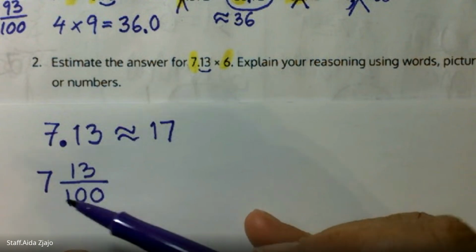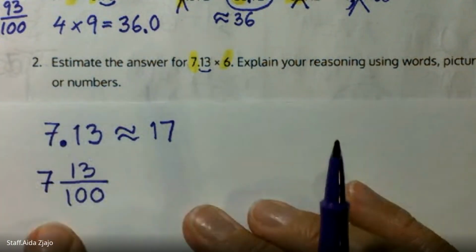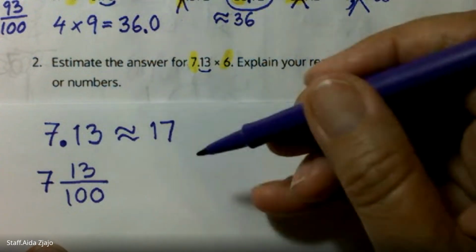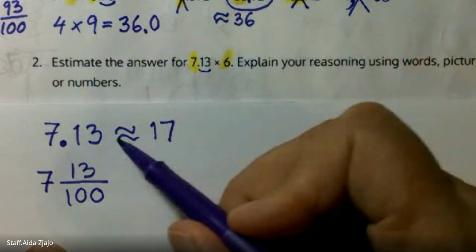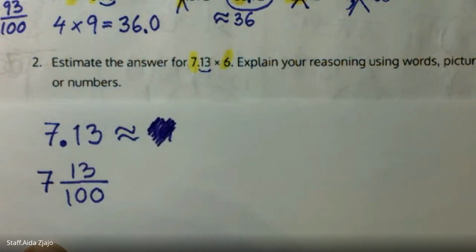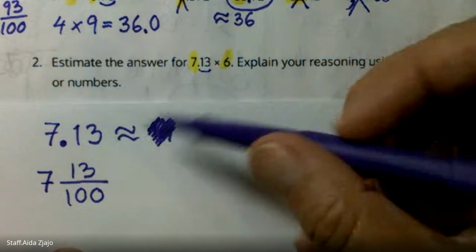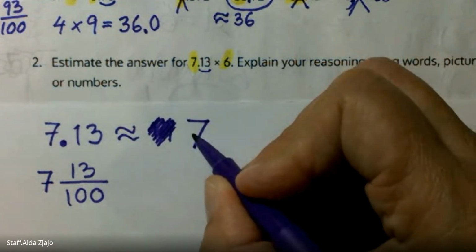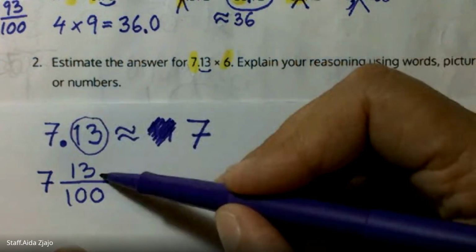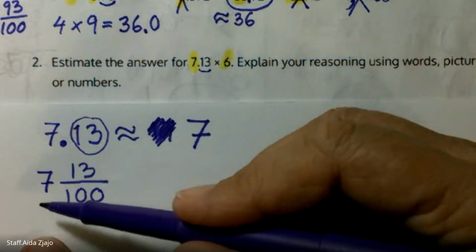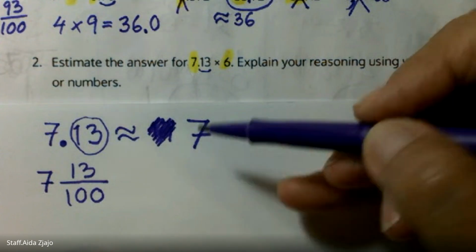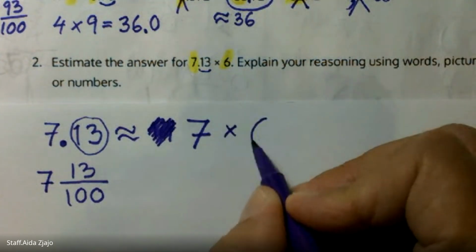So you can't really round up. You cannot say that you have $8. Sorry, I messed up. I don't know what I did. Right, 7 instead of 17. There you go, $7. So this is so insignificantly small, 13 out of 100. So I cannot say that I have $8. I can only say I have about $7. And then I can multiply by 6.